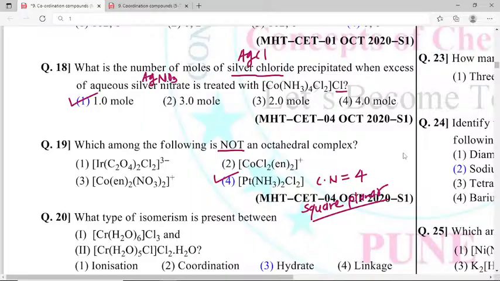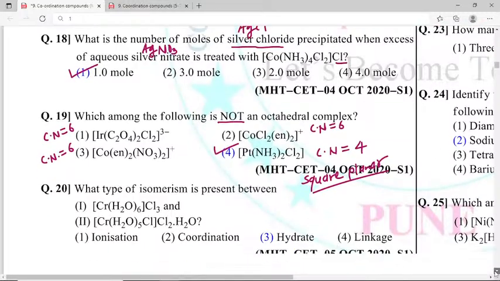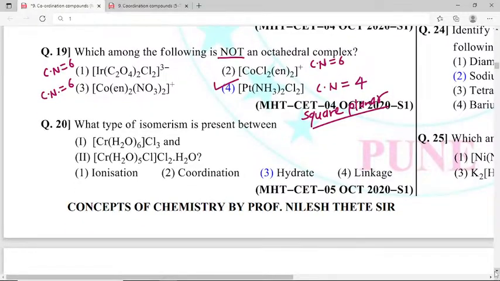Your coordination number is 6. Your coordination number is 6. Those having coordination number 6 are octahedral, and those that do not have coordination number 6 are tetrahedral or square planar. So option D is not octahedral, it is square planar. Cisplatin is there. Option number 4, cisplatin, is square planar.